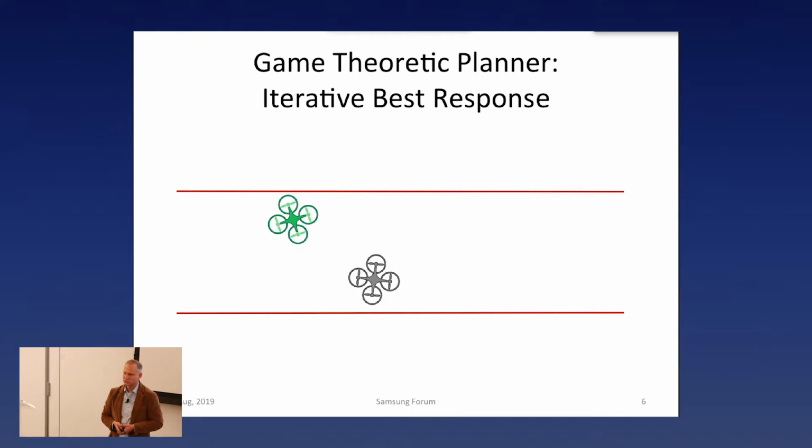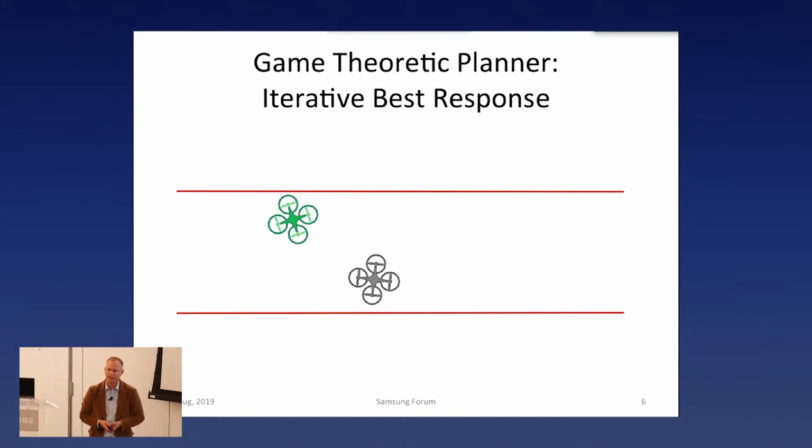So we're using a strategy that's well known from game theory called iterative best response. And it's a strategy that mathematicians, mostly, have been using to study Nash equilibria.